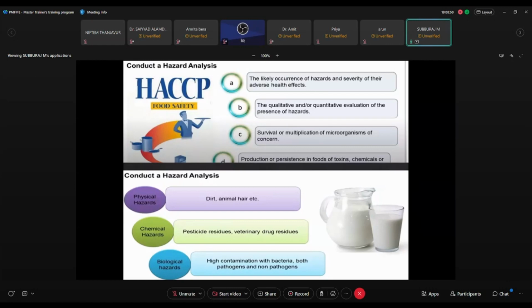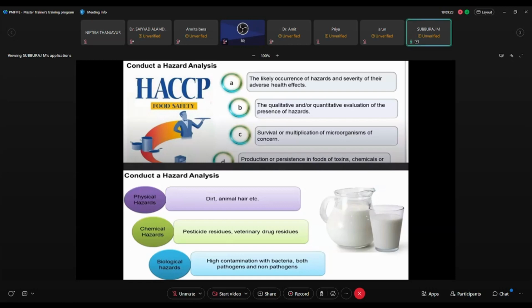It is always better. I will start with the milk. If you are talking about milk, it contains three hazards. One is the physical hazards. Physical hazards come from animal dirt or animal hair, maybe silage, and sometimes mud, pebbles, or some other things also coming in as physical hazards.